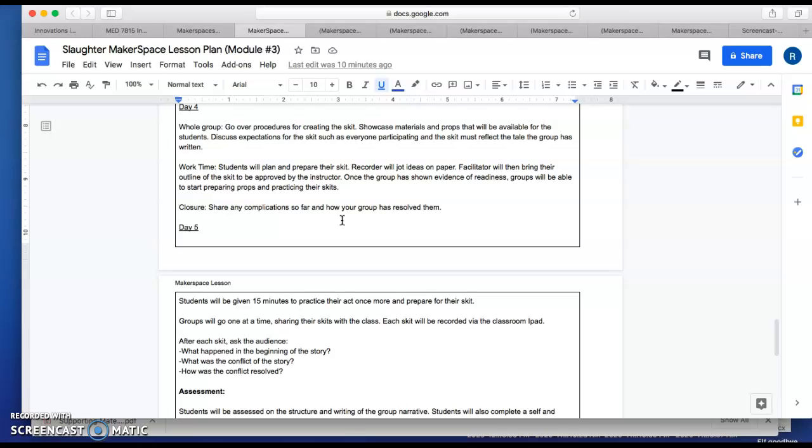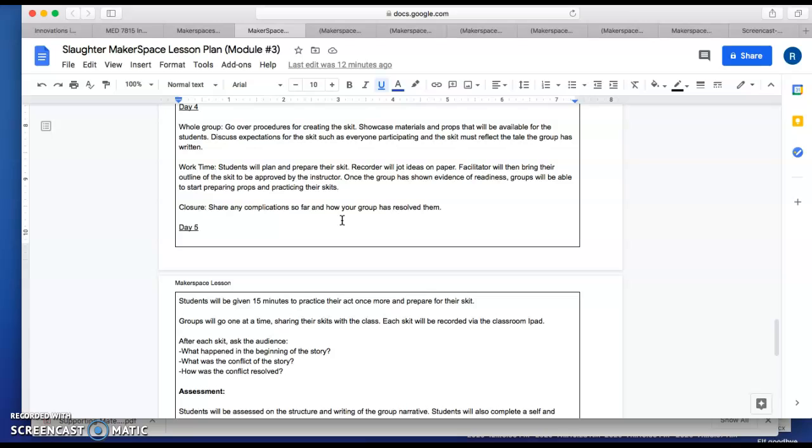We will showcase materials and props that will be available for the students. So by that, I just mean that on my back counter, I'm going to show them all the materials, the different things that I've collected for them, such as posters, recycled materials, and they can even request more items if needed, and I will get them for them on day 5.